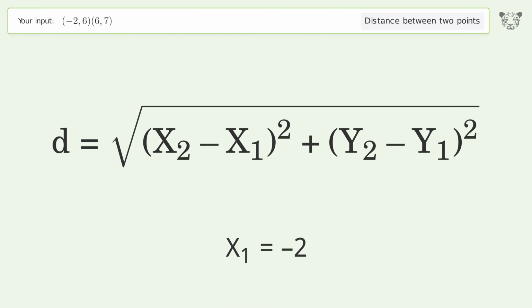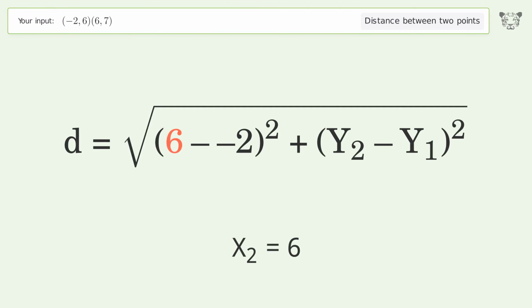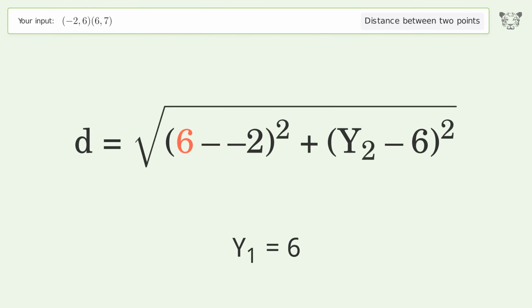x1 equals -2. x2 equals 6. y1 equals 6. y2 equals 7.